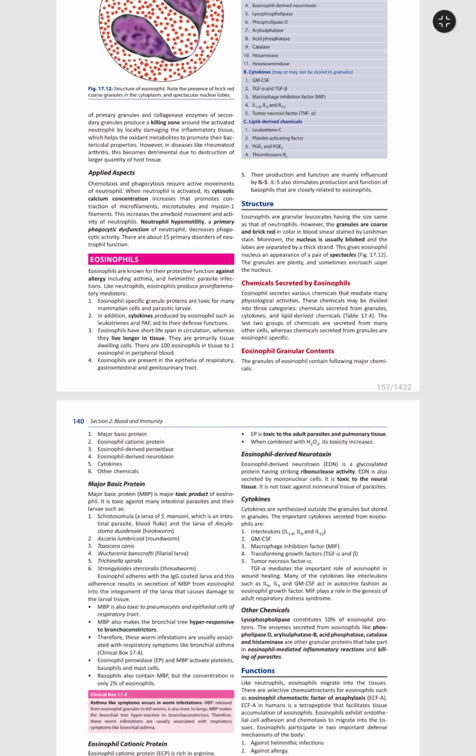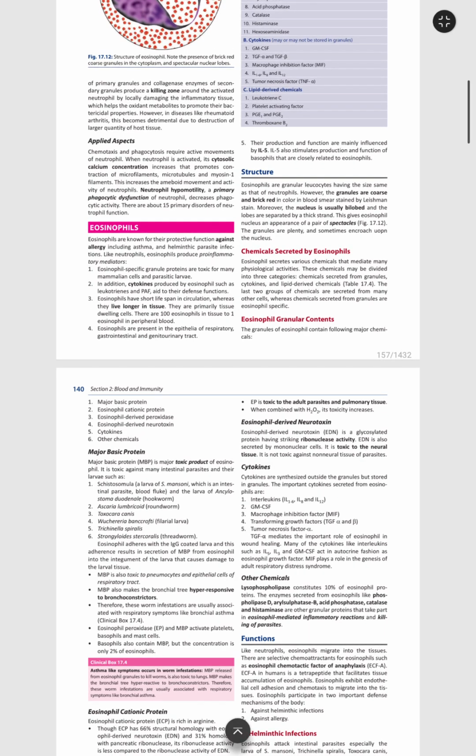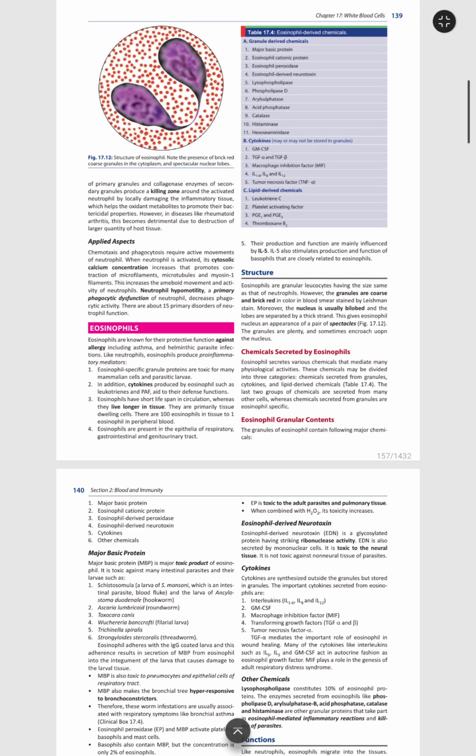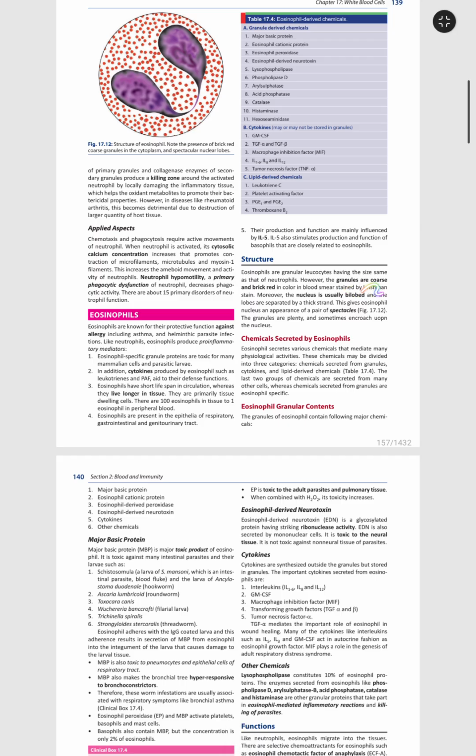Eosinophils usually go for allergy and live longer in tissue. Cytokines are produced. Eosinophil produces interleukins, which are responsible for inflammation due to allergy. Granulocytes, eosinophil, have coarse, brick red granules, and the nucleus is bilobed.